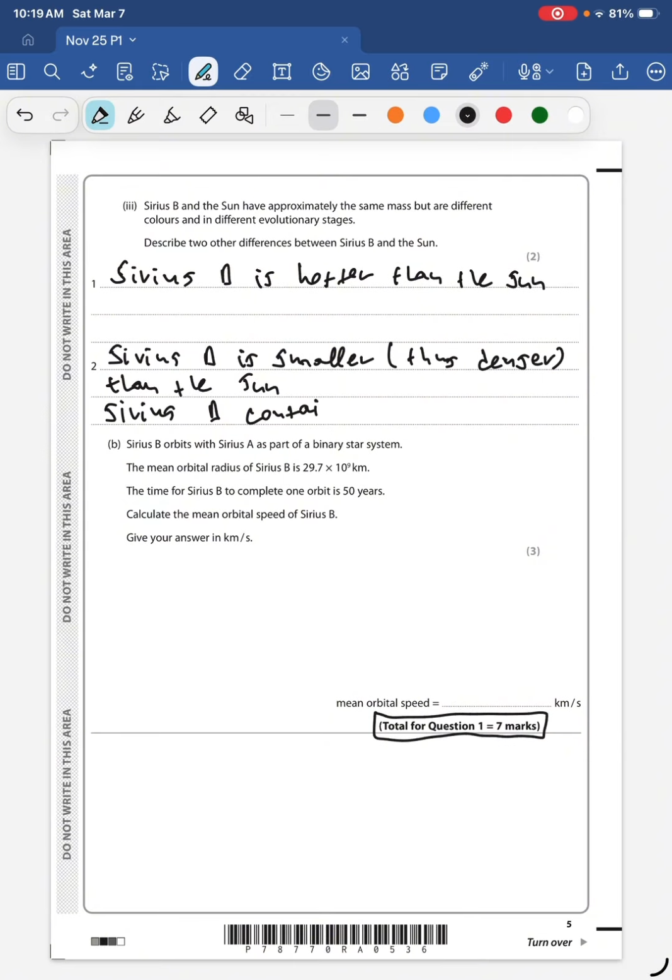contains less hydrogen. How do we know this? Because it's a white dwarf. It burned through its hydrogen.